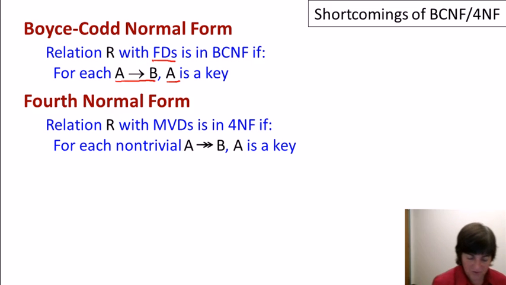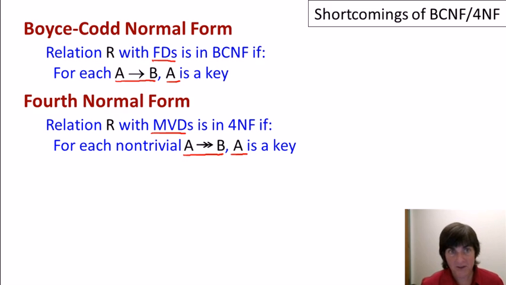Fourth normal form uses multi-value dependencies and says whenever we have a non-trivial multi-value dependency, again, the left-hand side is a key. And as a reminder, functional dependencies are also multi-value dependencies, so fourth normal form implies Boyce-Codd normal form.